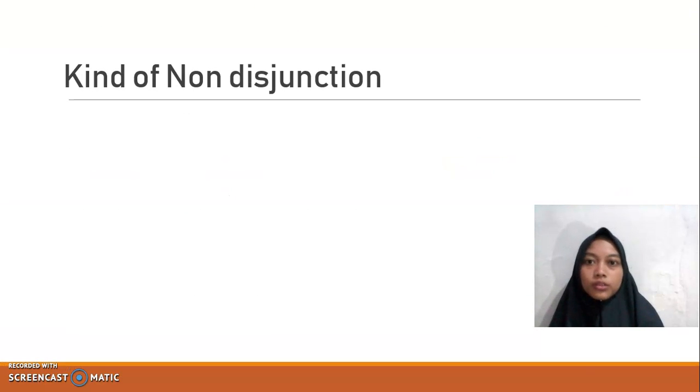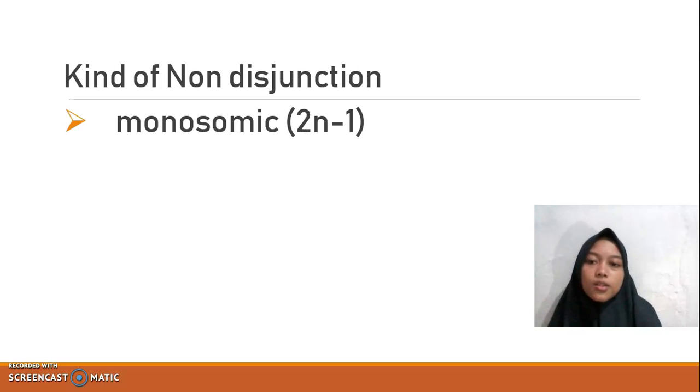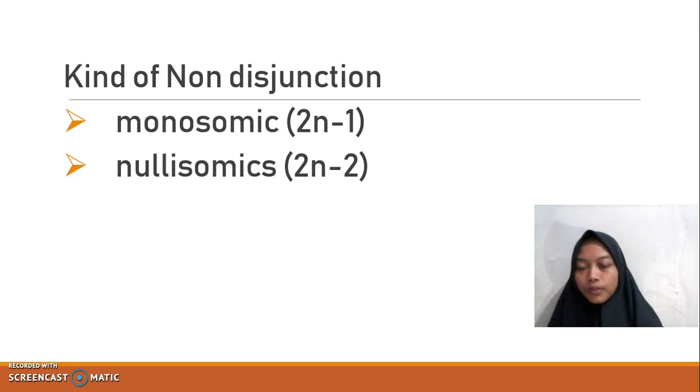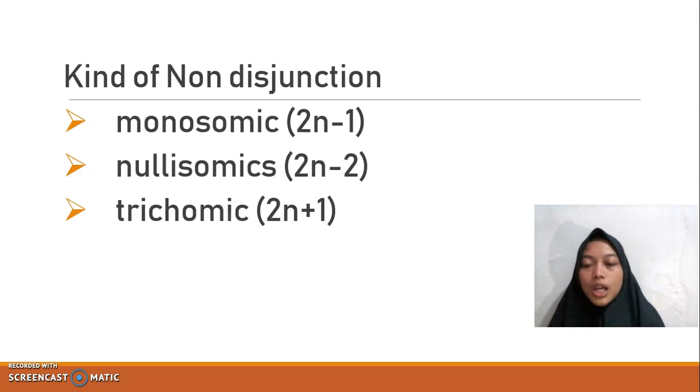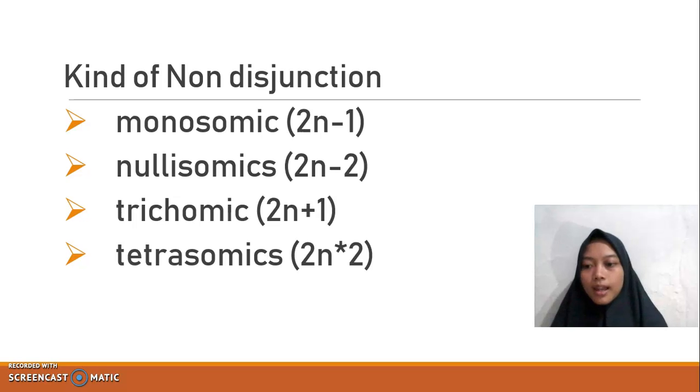What kind of non-disjunction is? The first is monosomic or 2n-1 due to deficiency of one chromosome, nullisomics or 2n-2 due to lack of two chromosomes, trisomics or 2n+1 due to an excess of one chromosome, and tetrasomic, 2n+2, due to the excess of two chromosomes.